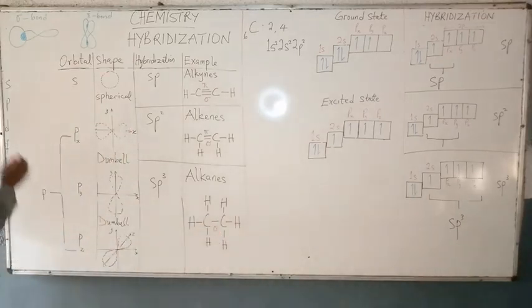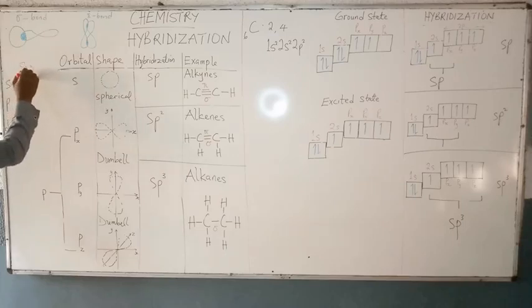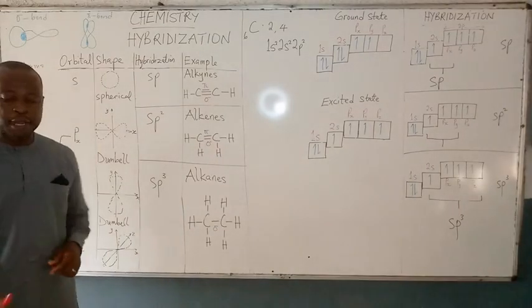The sigma is spelled S-I-G-M-A, but it's pronounced sigma bond.